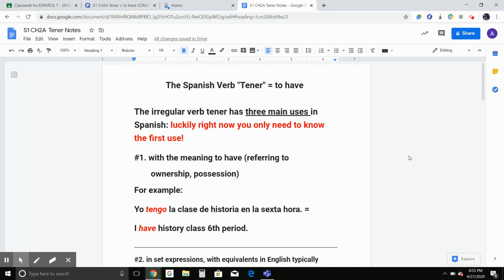The verb tener in Spanish is extremely important, but it's also a difficult verb. It's an irregular verb, and doesn't follow the pattern that other verbs follow. Okay? So, the irregular verb has three main uses in Spanish. Luckily, right now, you only need to know the first use.